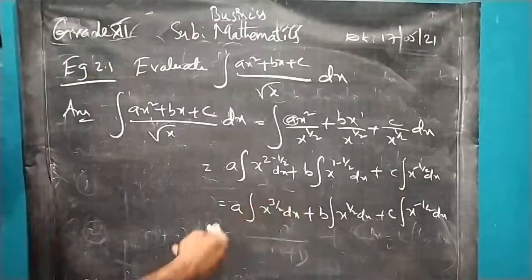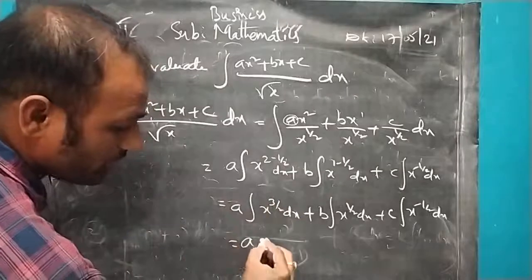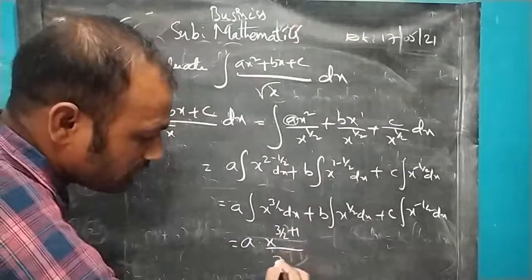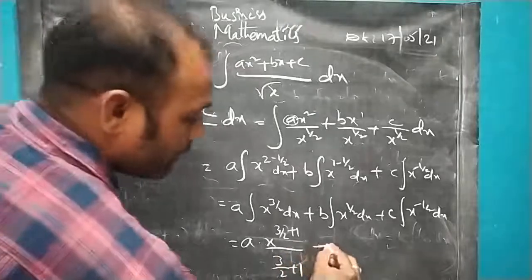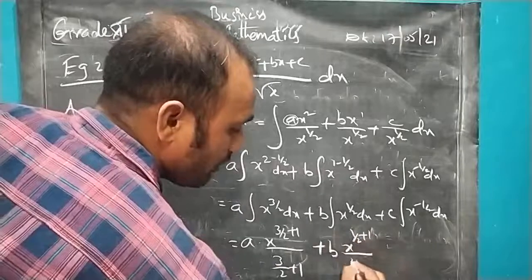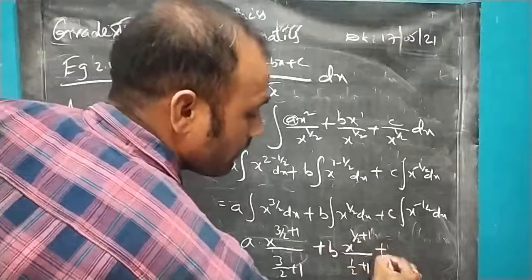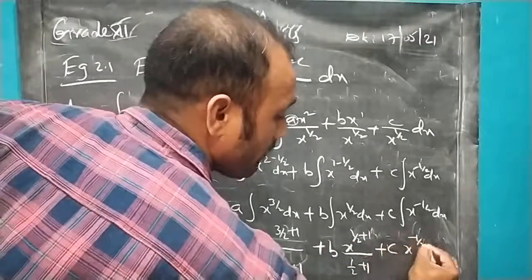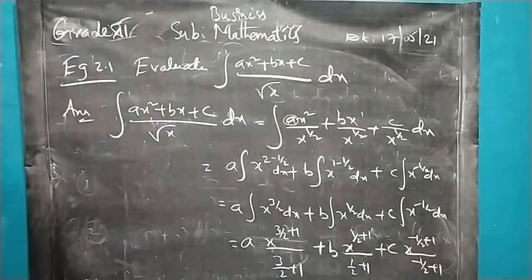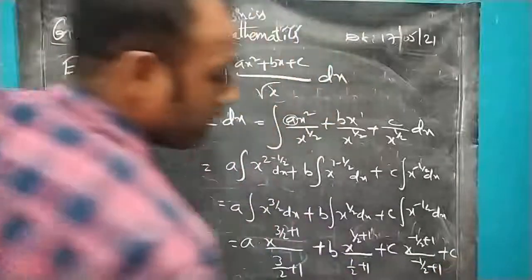It can be written as x power n plus 1 by n plus 1. A into x to the power of 3 by 2 plus 1 by 3 by 2 plus 1, plus b into x to the power of 1 by 2 plus 1 by 1 by 2 plus 1, plus c into x to the power of minus 1 by 2 plus 1 by minus 1 by 2 plus 1. Since integration is completed, we can write plus c.